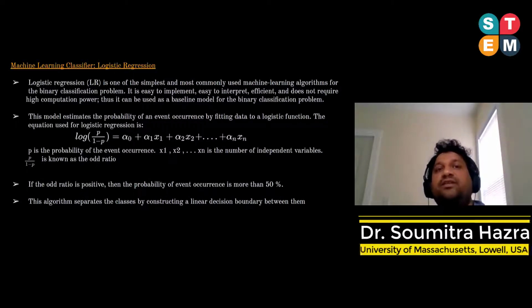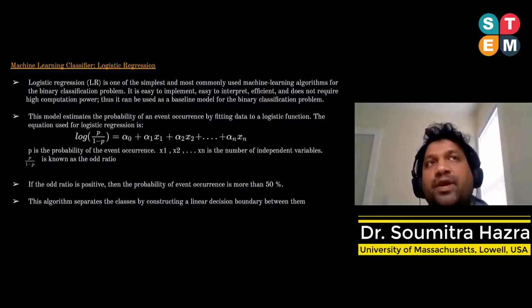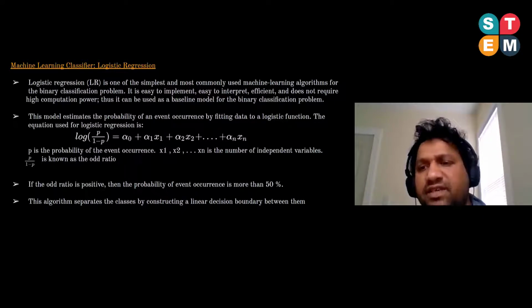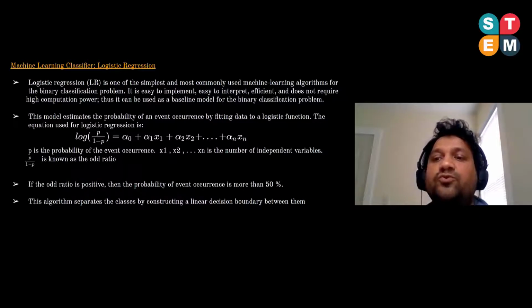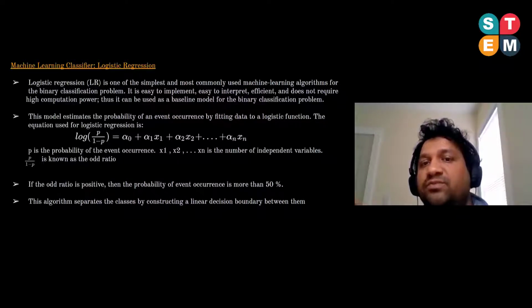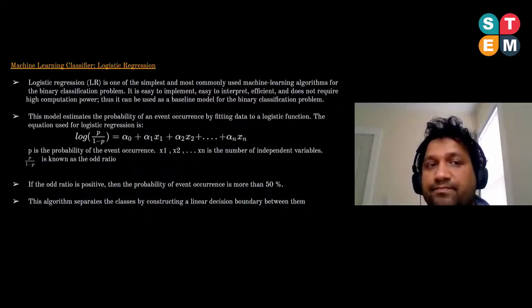There are different classifiers, but in machine learning, first we have to use a simple classifier, which will act as a baseline classifier. And if the baseline classifier gives you the best result, then it is not good to go for some complex classifier like a neural network or support vector machine. We choose logistic regression as our baseline classifier because it is easy to implement, easy to interpret, efficient, and does not require high computation power.